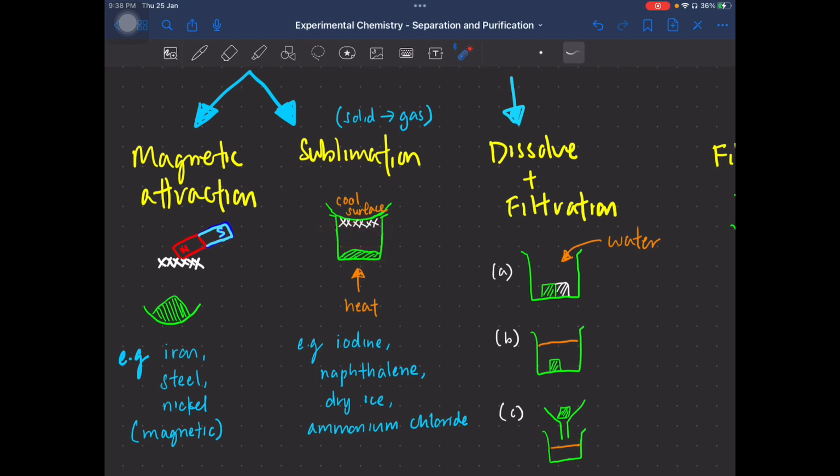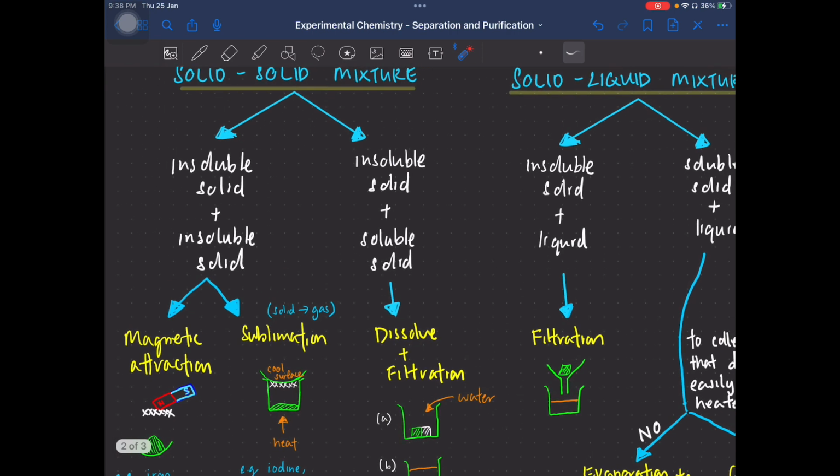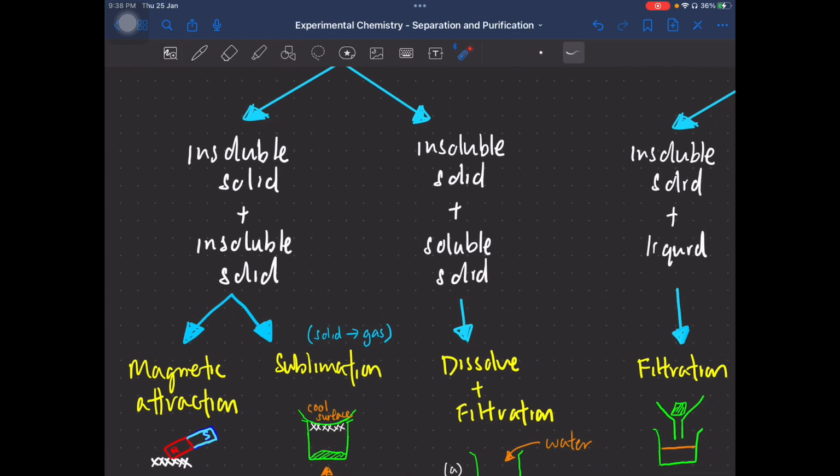Okay, so that's sublimation. So how do we tell that? We ask ourselves, hey, can I have a solid that can sublime? Right, then that's where you know that that is the method to go for. But that is only if you're looking at the insoluble and insoluble solid. So you need to think a bit more about what is the distinct property.